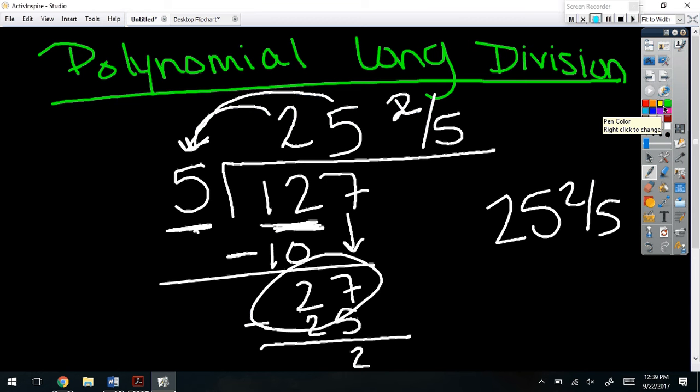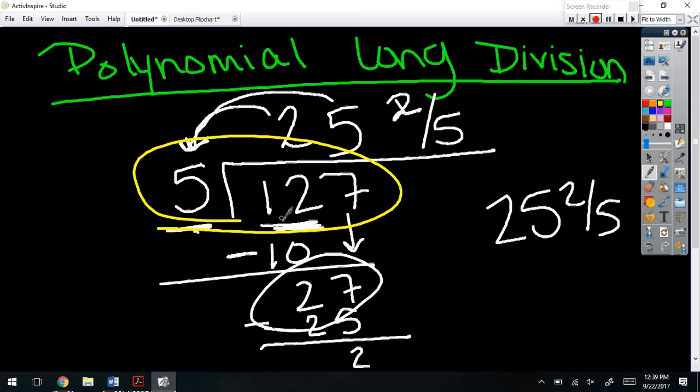This problem is important because it's going to be given to you in a lot of ways. This problem could be written as 127 divided by 5 like that. It could be written as 127 divided by 5 like that. Okay?